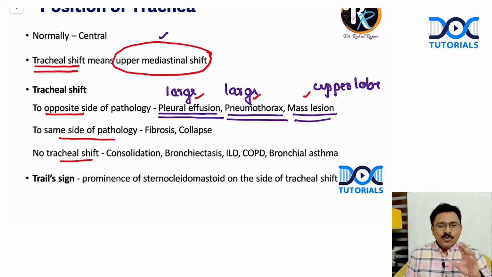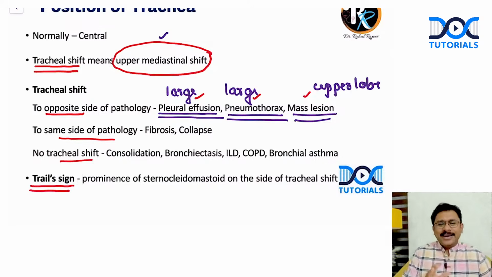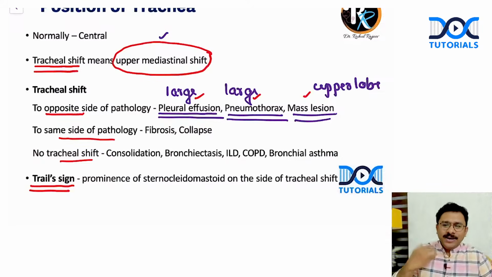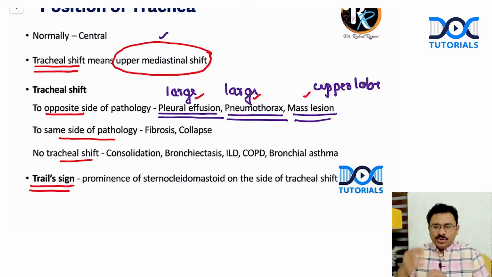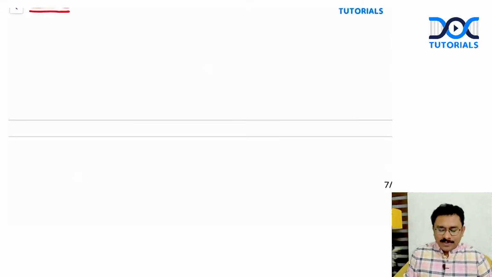Okay, now coming to the trail sign. So what is this trail sign? This is again something that is commonly asked, which basically means the prominence of the sternocleidomastoid on the side of tracheal shift. So suppose there is a tracheal shift to the right side, what happens is that the pretracheal fascia over the sternocleidomastoid becomes a little bit loose. And because the fascia becomes loose, the sternomastoid will attempt to contract so as to keep the fascia taut, which will result in the prominence of the sternomastoid. This is what is referred to as the trail sign. That is something that you should be knowing.